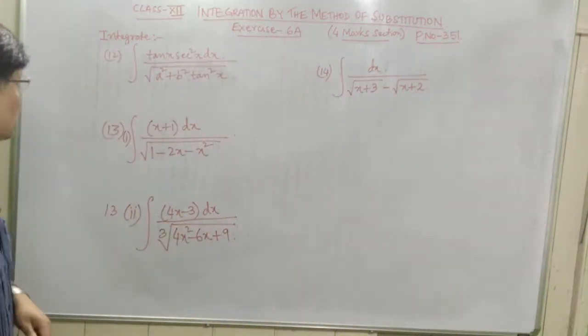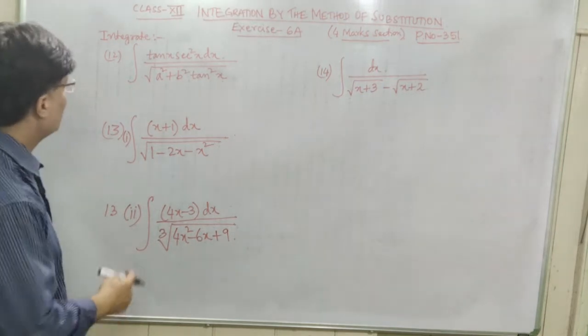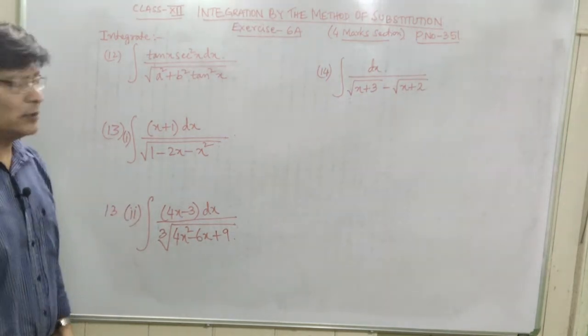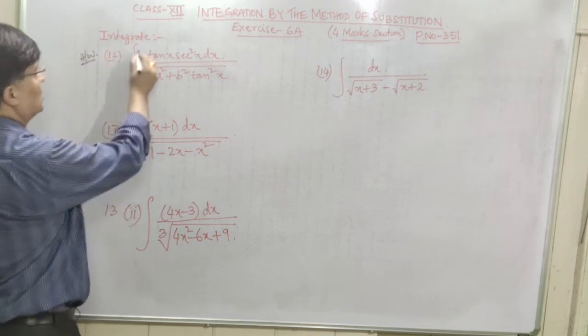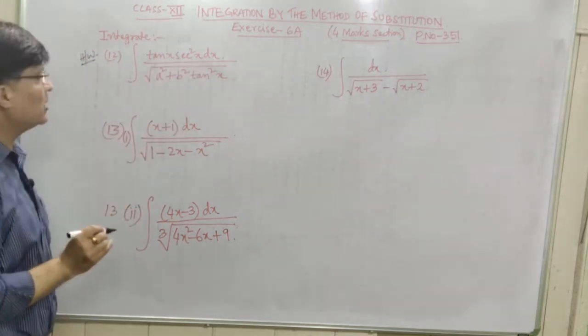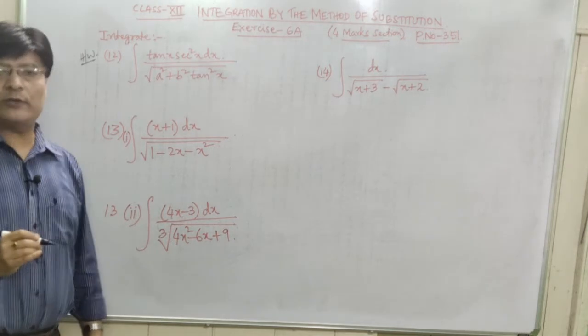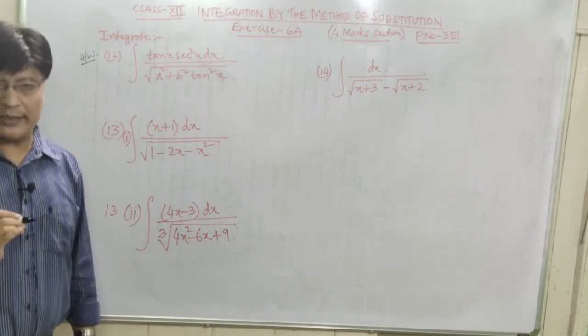So now we'll do the next question. That is question number 12. I'll give you the hint. This is your homework. Here the question is the integral of tan x sec square x dx divided by the square root of a square plus b square tan square x.